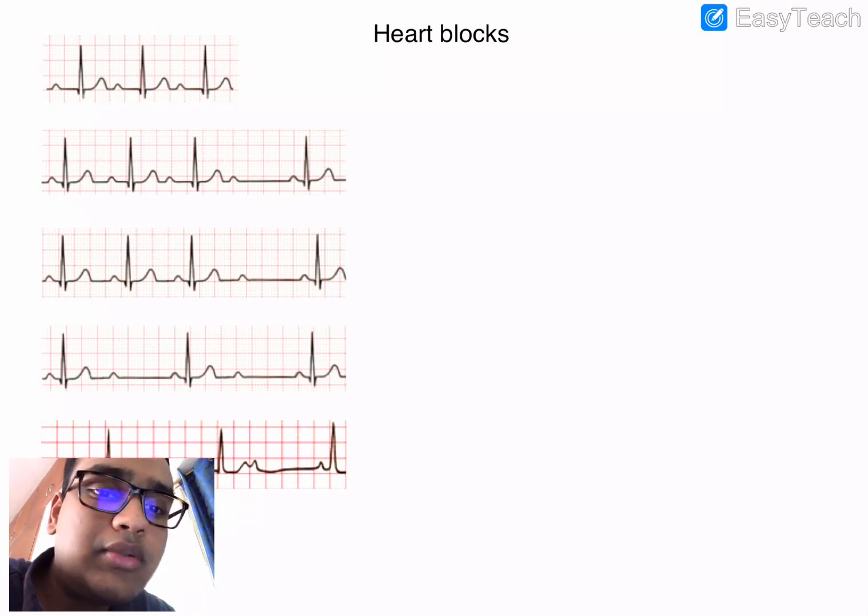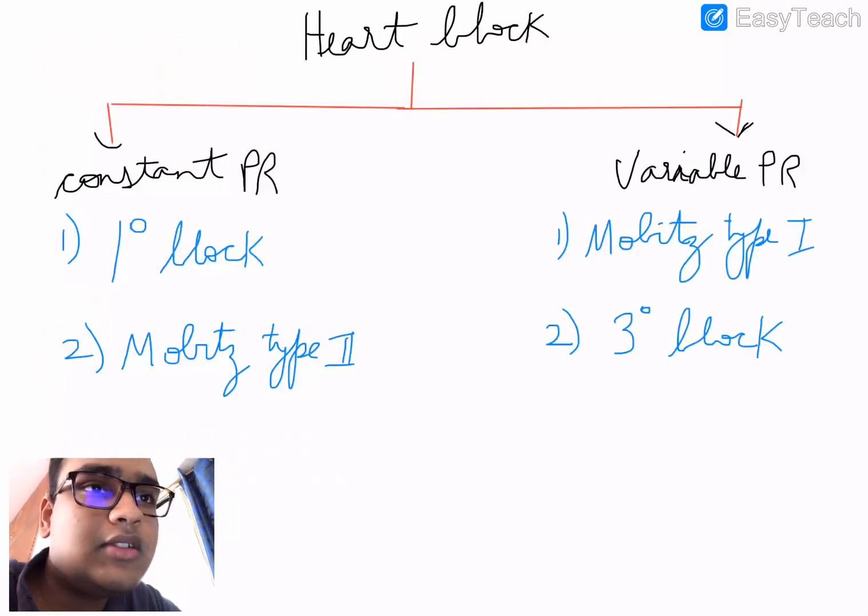Infra-Hessian block is again of 2 types. It could be a left fascicular block or a right fascicular block. So we won't discuss that now. We'll discuss mainly the AV blocks. AV blocks you could classify based on ECG into 2 types. It could be a constant PR interval heart block, or it could be a variable PR interval heart block.